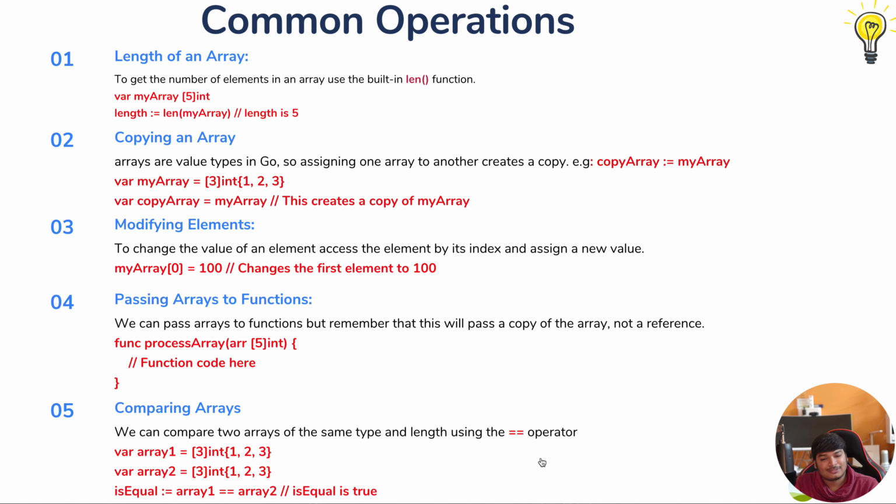Okay, I'll show an example to make it more simplified for you guys. Then the fifth operation was comparing arrays. We can compare two arrays if they are of the same type using the double equal operator. Okay, now enough talk. Let me show you how it gets done.